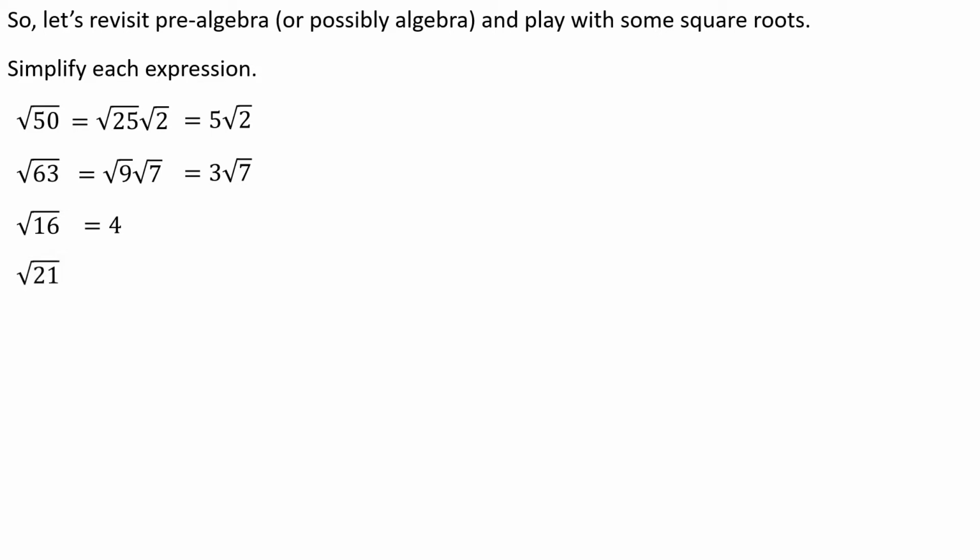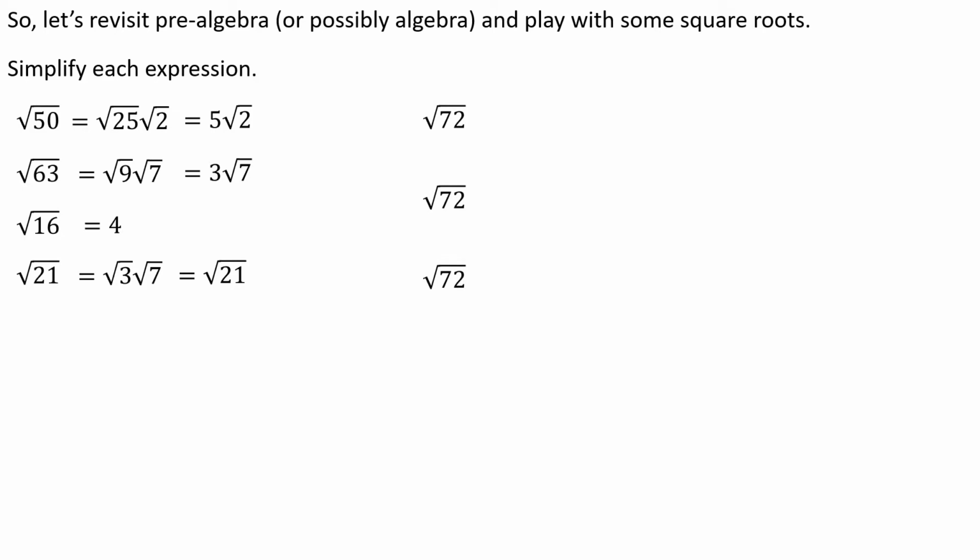Square root of 21. Okay, so this is one of those ones where I start scratching my head because I'm thinking, well, all I can do is 3 times 7, but I can't take the square root of 3. I can't take the square root of 7. So I actually just need to leave it as the square root of 21, right? Sometimes I cannot simplify the expression, right? If I've got a prime number, it won't simplify. Or if all of the factors of the number are prime numbers, it won't simplify.